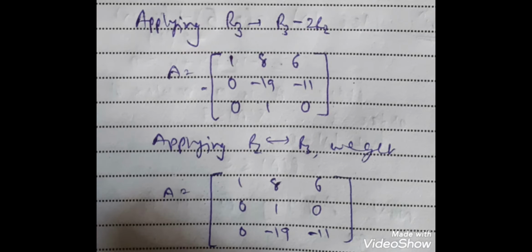Now here 0, 1, 0 are the elements of the third row, and the matrix has a negative sign. So if we interchange the third and second rows with each other, then the matrix sign will be positive and the elements of the second row will be 0, 1, 0, and the third row contains the elements 0, -19, -11. So matrix A will be 1, 8, 6 which are the elements of the first row, 0, 1, 0 in the second, and 0, -19, -11 in the third row.